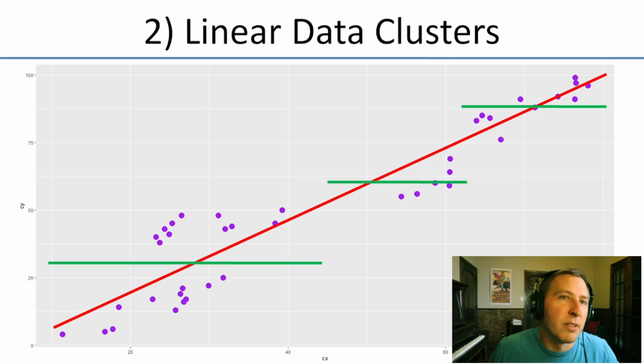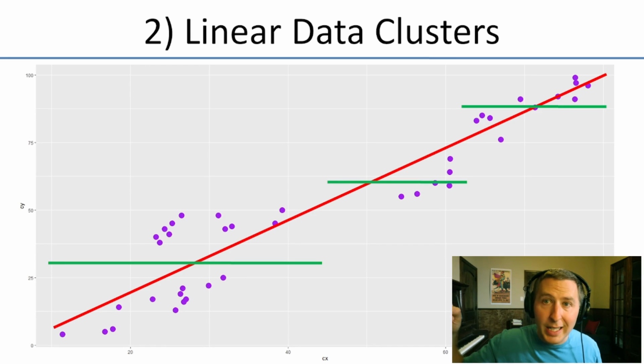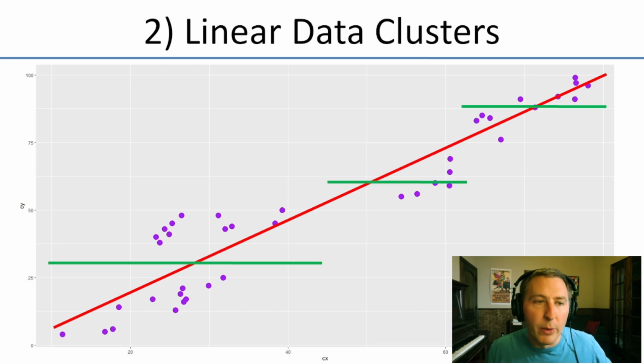Case 2 is linear data with clustering. So, again, it's linear data here. You can see these purple dots kind of go in a line, but they're clustered. We have groupings of them. And when you do that here, linear regression doesn't perform very well.